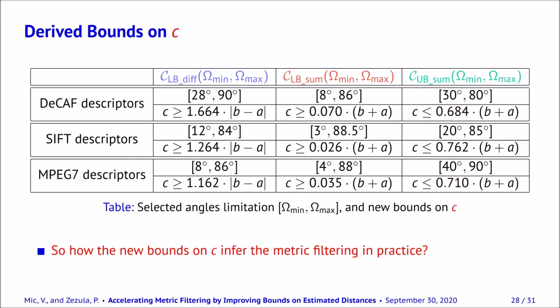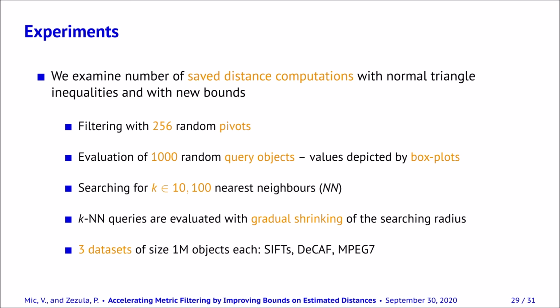How do these bounds on distances perform when exploited for the metric filtering? First, we compare the number of saved distance computations when filtering with pure triangle inequalities and with the newly proposed bounds on distances. We use 256 pivots, 1000 query objects, and we search for 10 and 100 nearest neighbors. We use box plots to depict the number of saved distance computations over particular query objects. We evaluate k nearest neighbors queries as range queries using the distance to the current kth nearest neighbor as the query radius. We examine all three datasets of image descriptors.